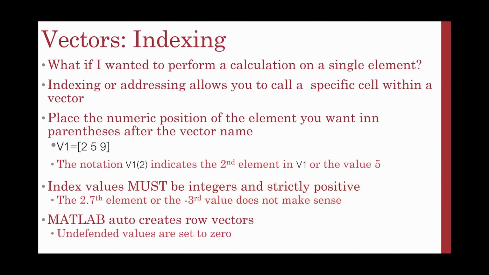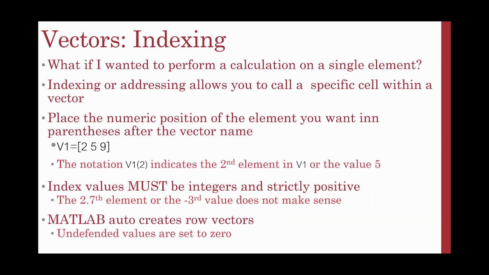So vector indexing is very useful to retrieve individual elements from vectors. What if I wanted to perform a calculation on a single element? We have indexing or addressing, which allows you to call a specific cell within a vector. If I want the element at a numeric position, we place it in parentheses after the vector name. So say I wanted to get the second element of this vector, 5, I would say v1 in parentheses 2. That's telling me I want the second element of v1, which is the value 5.